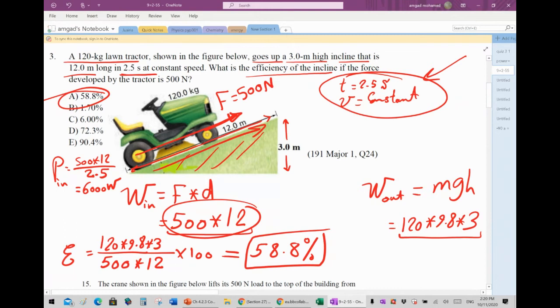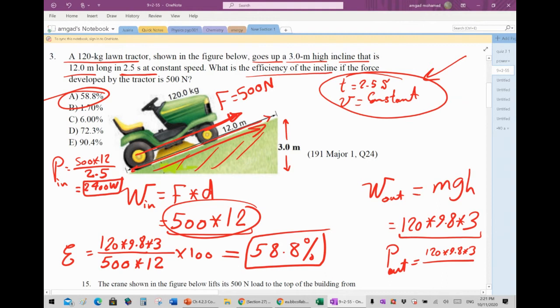What about the output power here? What is the output power of this incline? I will divide the output work, which is 120 times 9.8, by 2.5. The first one is 6,000 divided by 2.5, yes. 2,400 watt.